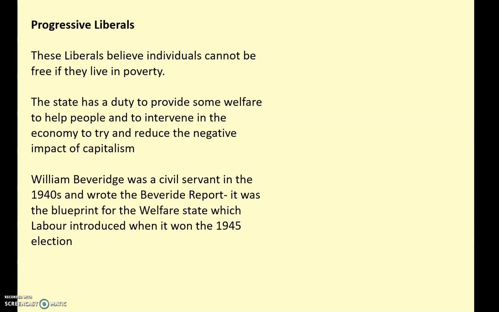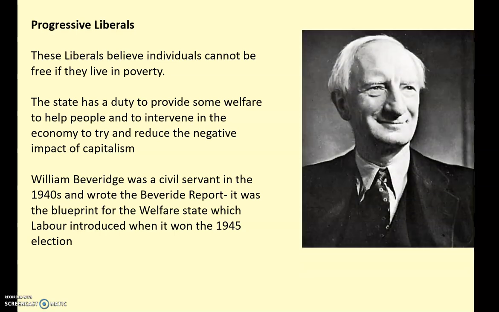William Beveridge, who was a civil servant in the 1940s, he wrote a report called the Beveridge Report, and there he is on there, which basically said there were 5 evils in society: want, poverty, poor education, etc., etc. And his blueprint became the welfare state, which Labour then introduced virtually wholesale in the 1945 general election, or after it. There's William Beveridge.